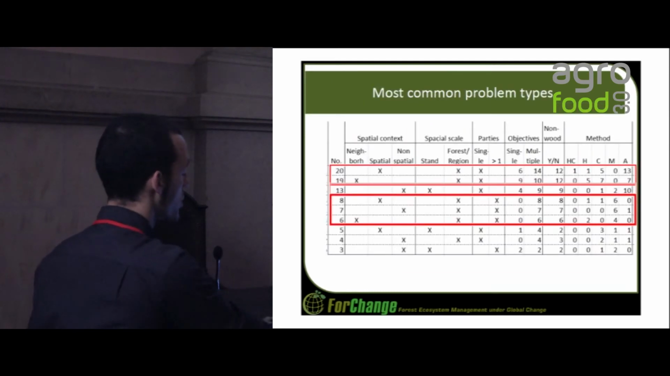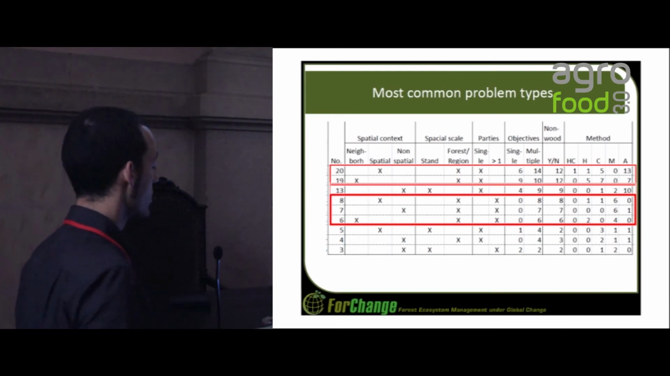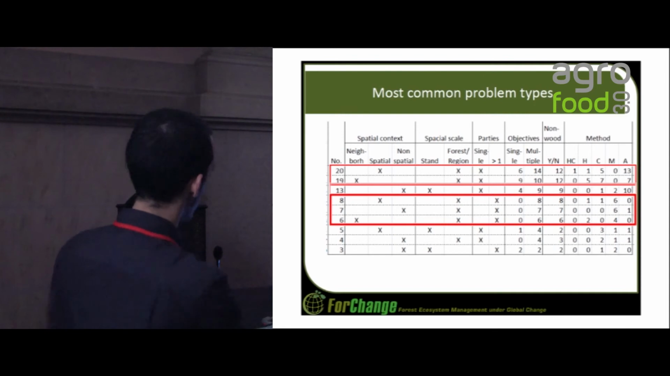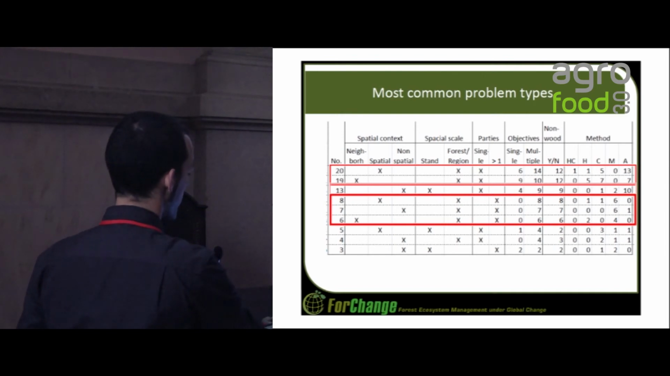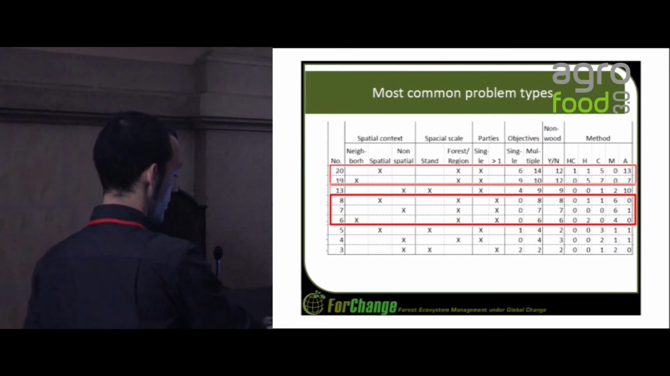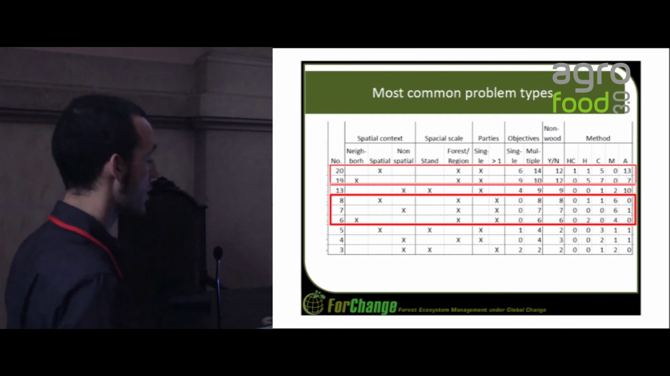And here is just to show you the most common problem types. Here you can see this 20 on the left means that 20 articles were addressing this spatial, forest region problem. And here are the methods that have been used to address this problem. There are 3 different blocks, and for this problem they are mostly using multi-criteria because they are addressing multi-objective forest planning problems.